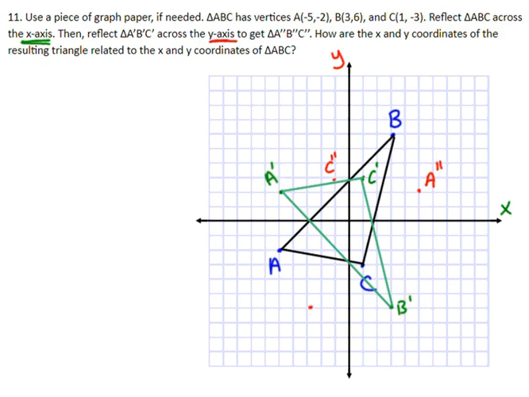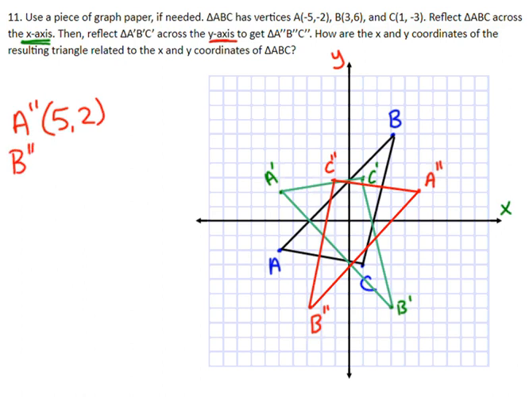And B double prime would go there. So I'll take a quick moment and connect those ones. And then I'm going to go ahead and list off the points. So A double prime would be (5, 2). B double prime would be (-3, -6). C double prime is (-1, 3).